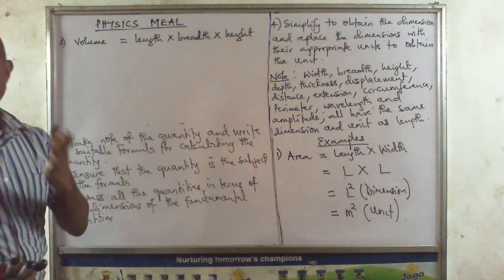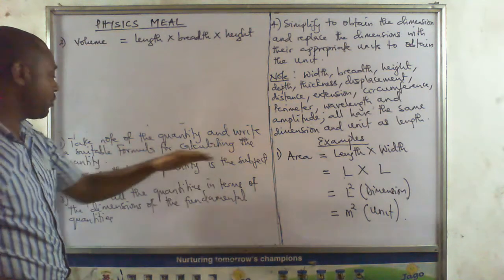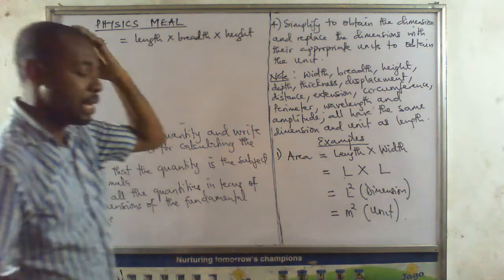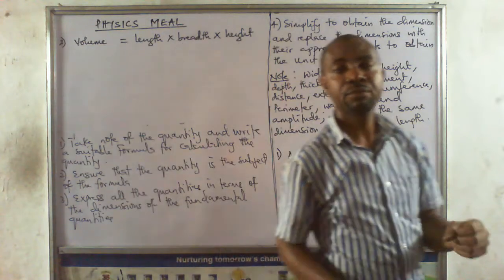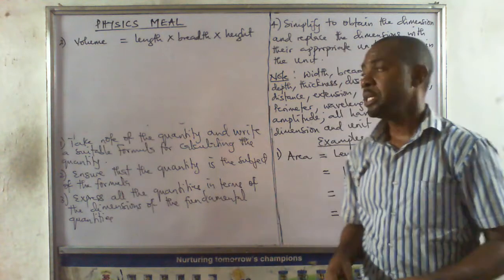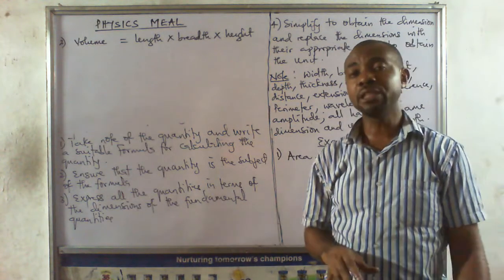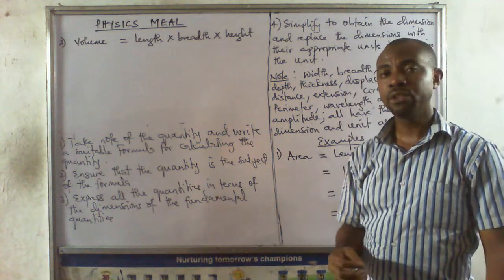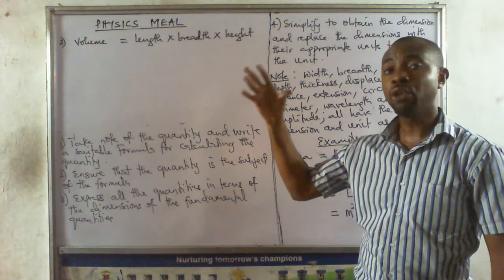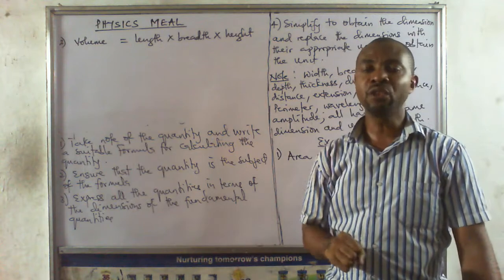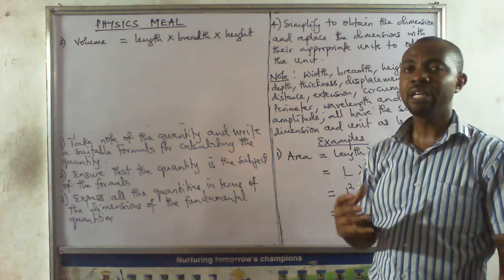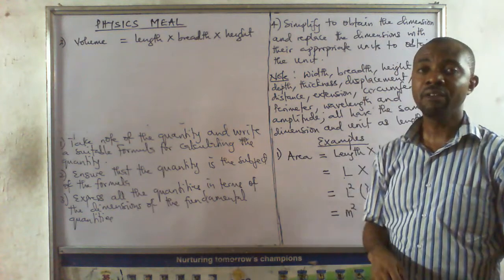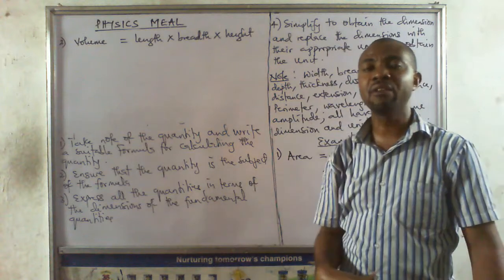If we are following our steps, we are told to take note of the quantity and write a suitable formula for calculating the quantity. So volume is this. It will be difficult for someone to obtain the dimension and unit of a derived quantity if you don't know the formula for calculating the quantity. So if you are going to obtain the dimension and unit of a derived quantity, it's important that you know the formula for calculating that particular derived quantity, or the formula where we can find that derived quantity.